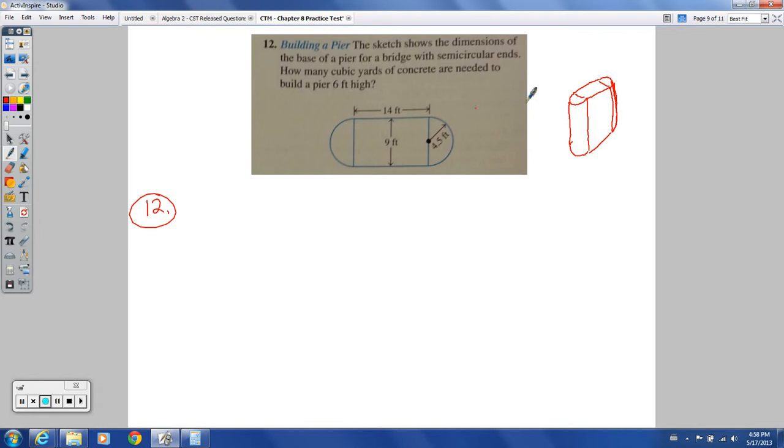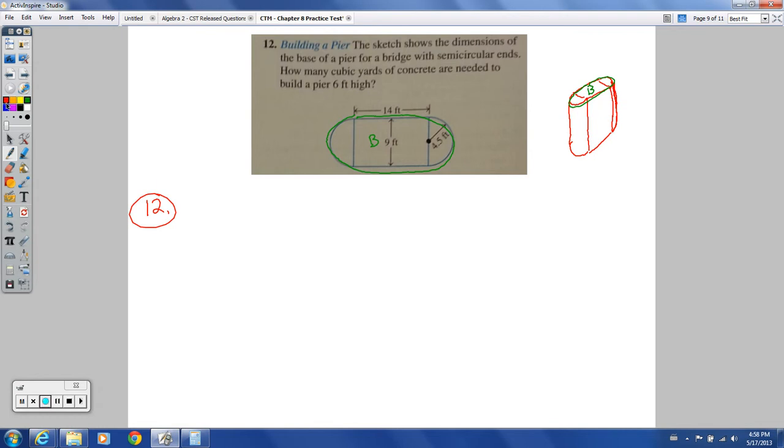I'm going to figure out how many cubic yards. This is a volume problem. But what we really need to find first is the area of the base, which is this whole thing here, the same thing as this whole thing here, just a three-dimensional view of that. If we find the area of the base and multiply it by the height, we will know how much it takes to fill it up.